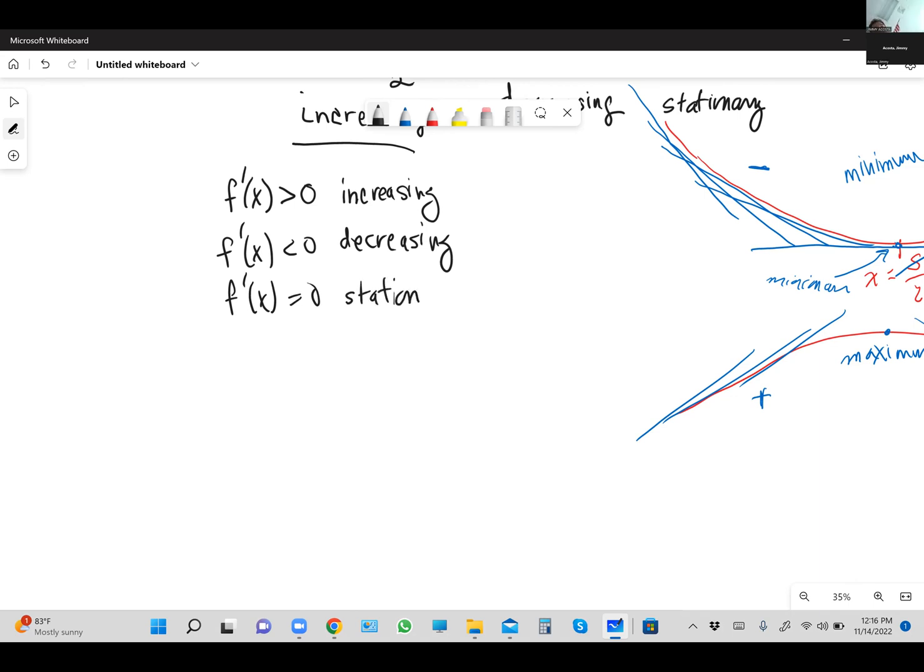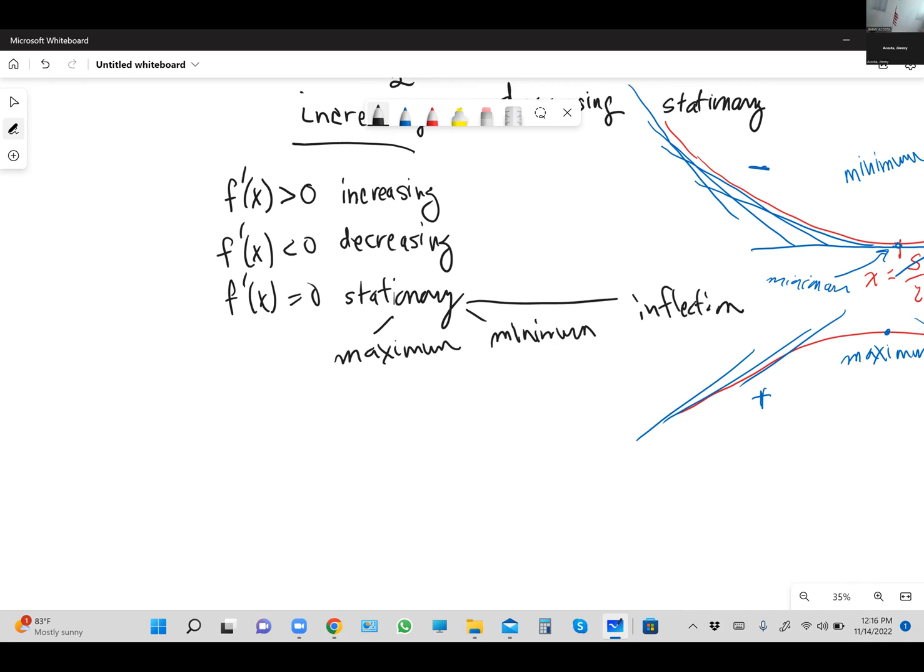Now, sometimes these stationary points are not maximum or minimum, but we'll see. Because there's a possibility that you do have a stationary point where it doesn't go from positive to negative or negative to positive, but goes from positive to positive. And in this case, we call that an inflection point. So you could either have a maximum, a minimum, or an inflection.